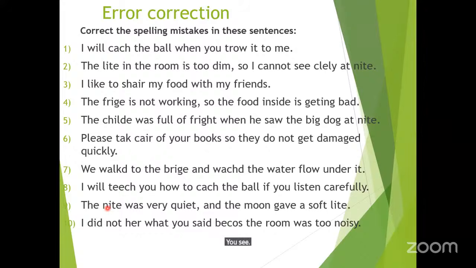You say that TCH makes ch, then DGE makes J. Then IGH makes I. Then ARE makes air, like share. Then EAR makes ear, like here.